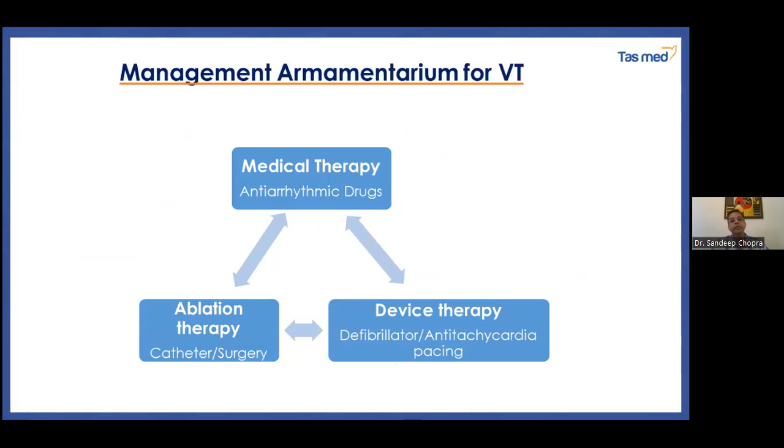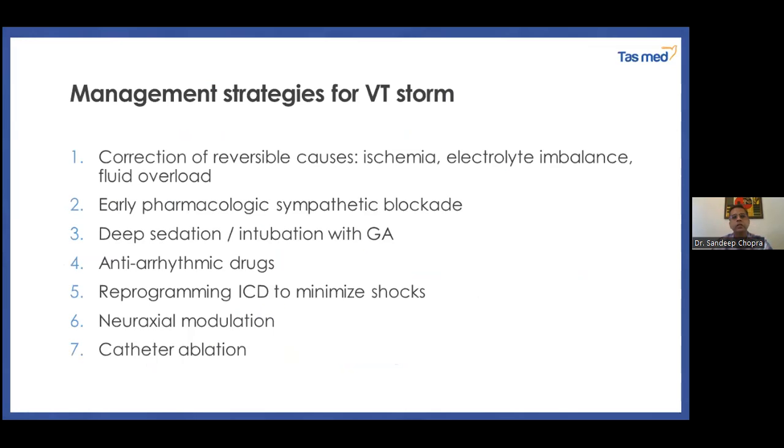So how do you manage this? The different treatment modalities being medical therapies like amiodarone, beta blockers, obviously, and mexiletine, ablation therapy like catheter ablation, and device therapy like a defibrillator. So these are the management strategies for VT storm. First, correction of reversible causes. If the patient has coronary artery disease, obviously, you have a patient with an anterior wall MI having recurrent VT, you take him to the cath lab, open the arteries up. If he's within the window period, treat the ischemia.